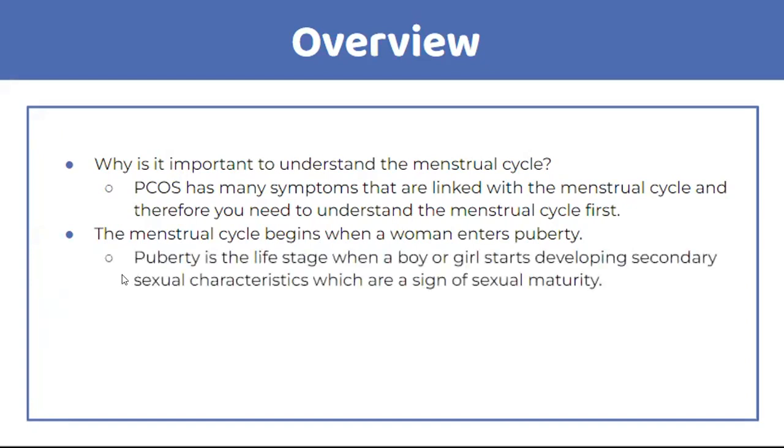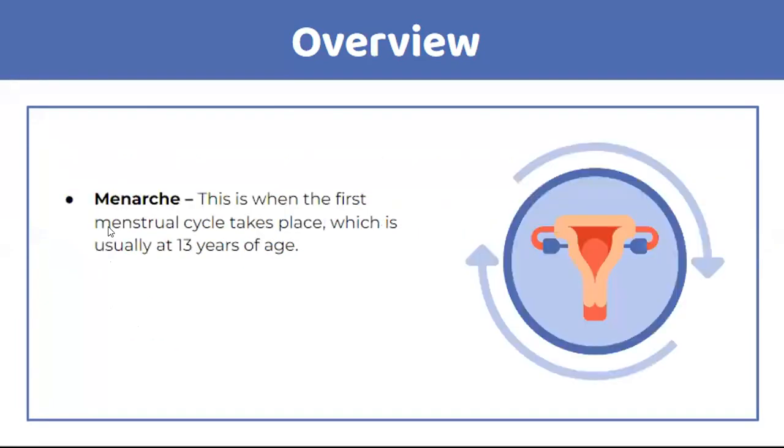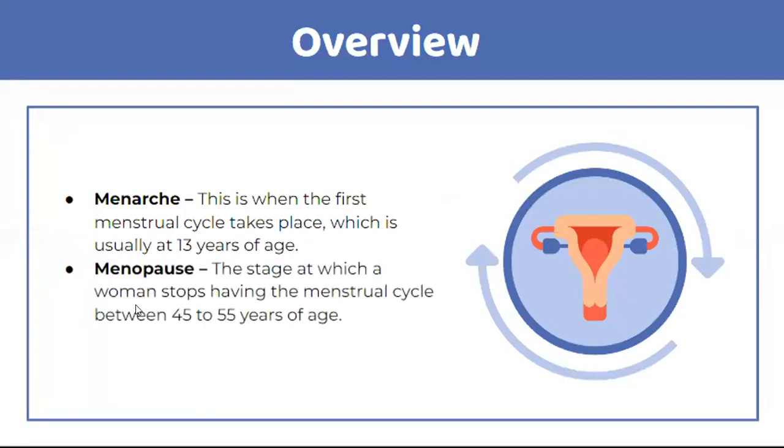What is puberty? Puberty is the life stage when a boy or girl starts developing secondary sexual characteristics, which are a sign of sexual maturity. Signs of puberty in females include the development of breasts and menarche. What is menarche? Once you become a teenager, that's usually when you have your menarche. Menopause is the stage at which a woman stops having the menstrual cycle, between 45 to 55 years of age. This is, of course, what the average is, but there are going to be exceptions to the rule as well.